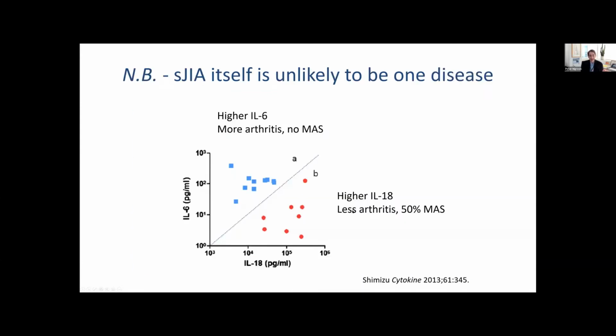Now, as was highlighted, systemic JIA is also unlikely to be one syndrome. So we've seen this with IL-6 and IL-18 profiling, that there seem to be subgroups that differentiate by risk of arthritis and risk of MAS. So we shouldn't be expecting that the syndrome should be identical. That's not the definitional criteria of what a good criteria set captures.